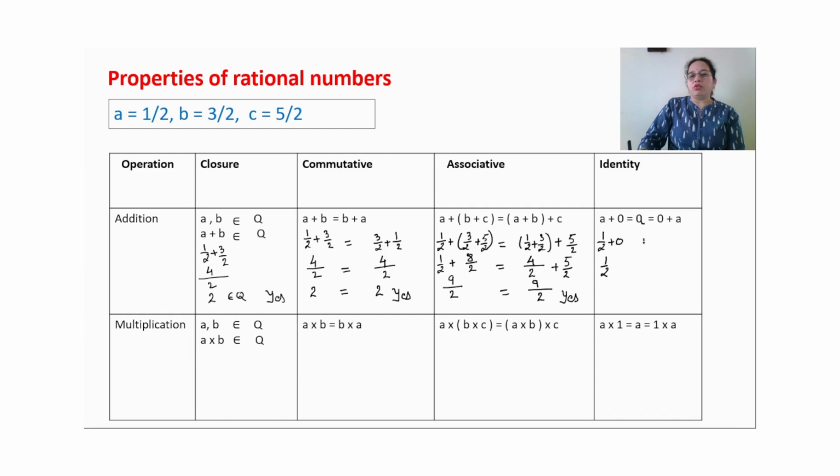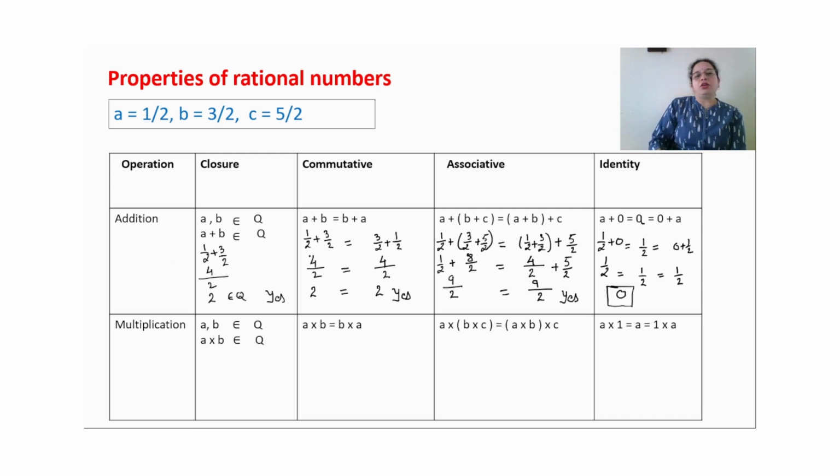So what is the value of A? 1 by 2. Here also this is 1 by 2. Now 0 plus A, so 0 plus 1 by 2. So your answer is 1 by 2. So in all the three cases you are getting 1 by 2. All the three answers are same. What does it mean? You can find out identity element in addition of rational number. And what is the additive identity? Additive identity is 0. 0 doesn't make the change if we add it to any number.